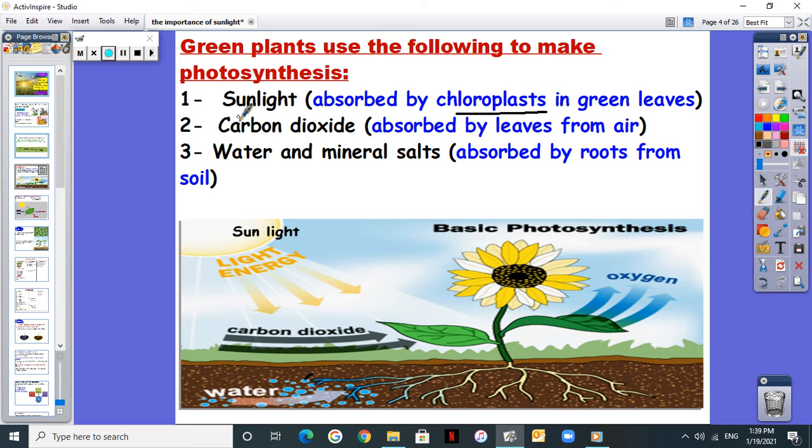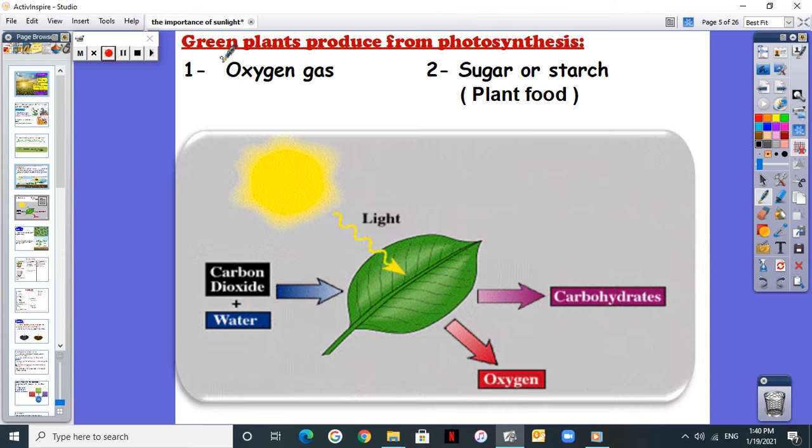So again, sunlight is absorbed by chloroplasts in green leaves, carbon dioxide gas is absorbed by leaves from the air, and water and mineral salts are absorbed by roots from the soil. Again, what do green plants produce from photosynthesis? They produce oxygen gas and starch.